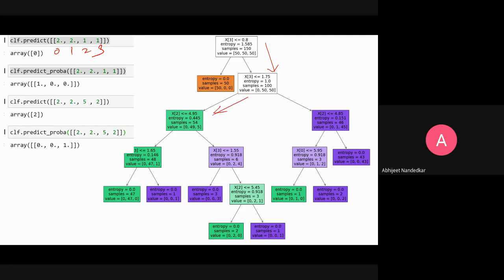Like that I have to track what is happening in my table. And finally I will land on a leaf node, which will be declaring or giving you the class. Okay.